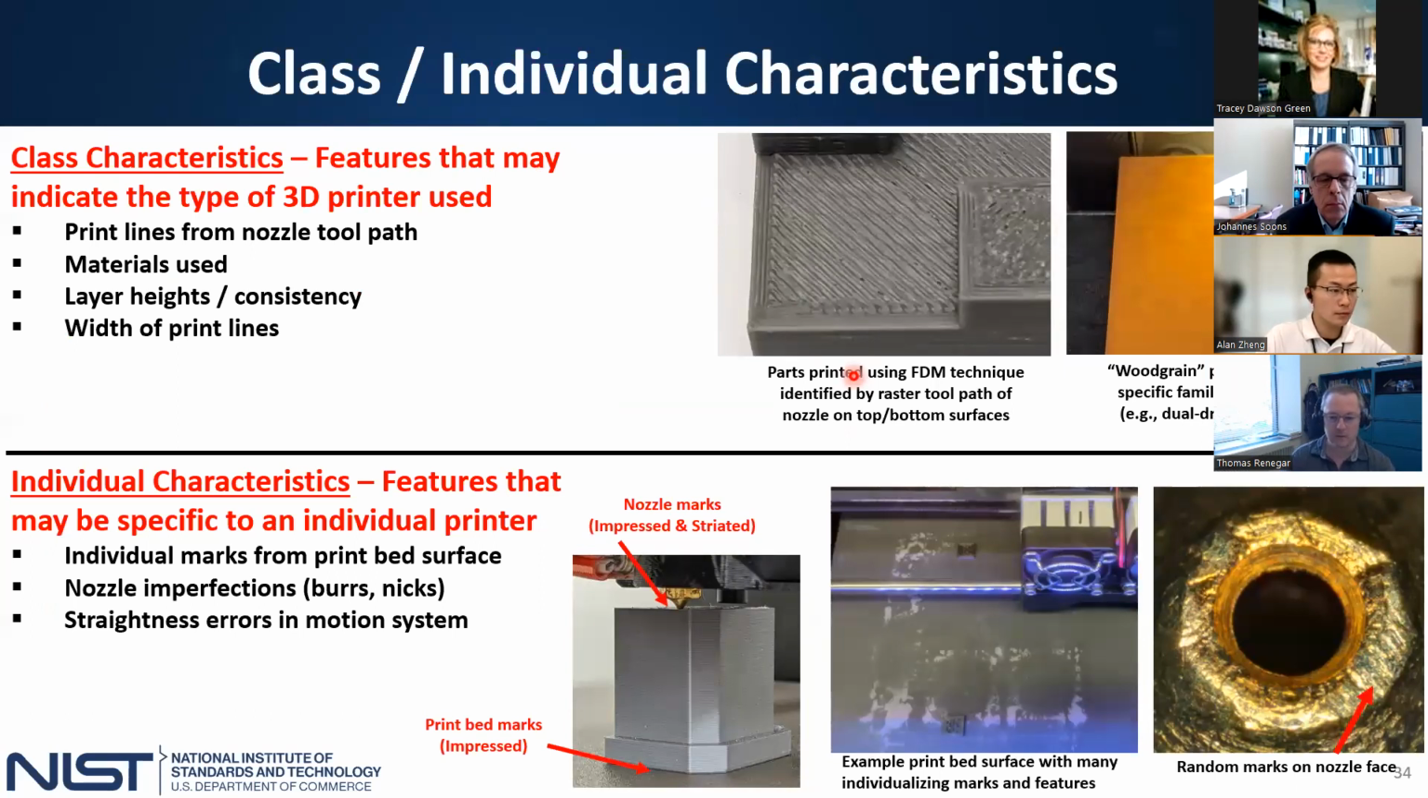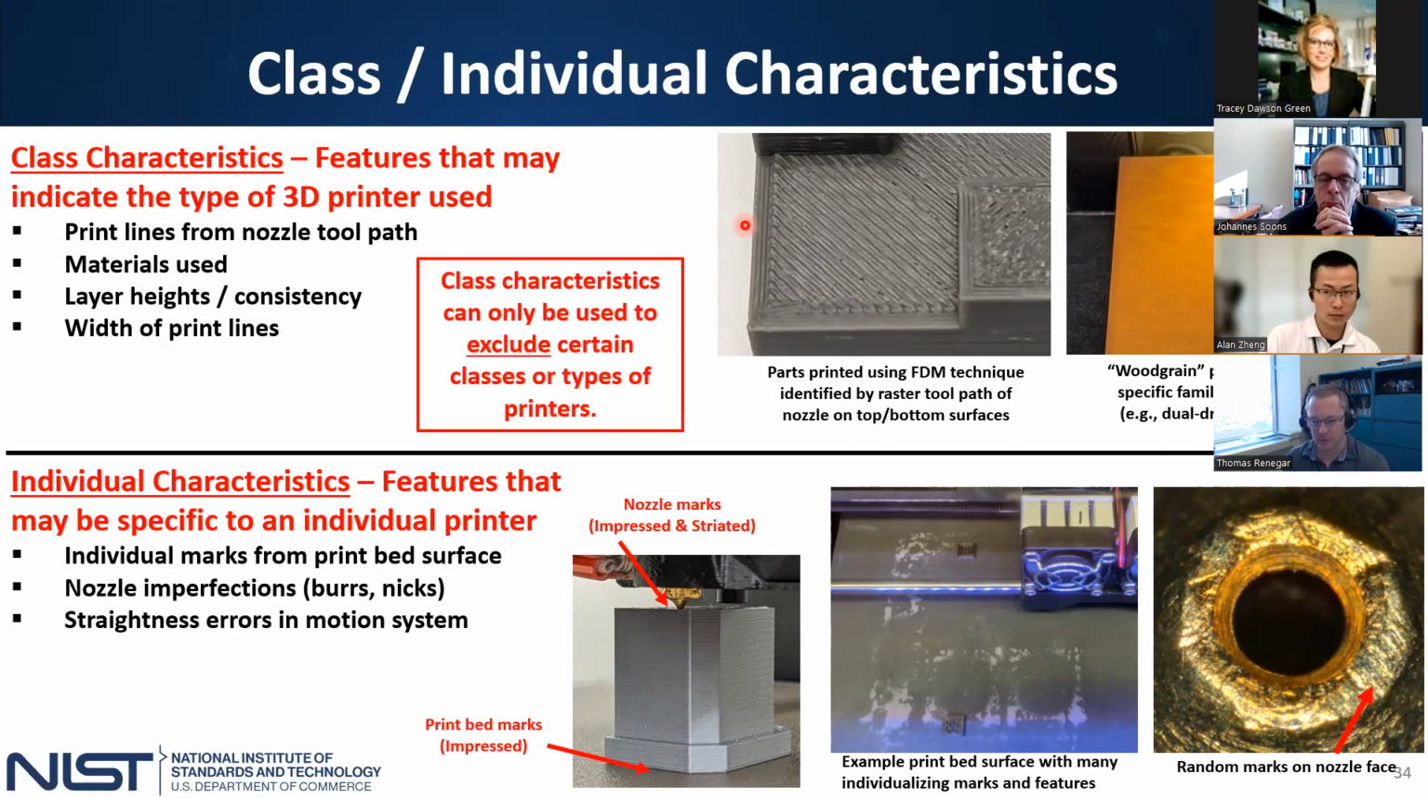When we look at the surface topography or the surface features of 3D printed parts, there are some definite parallels to firearm analysis where we may see class and individual characteristics. The class characteristics that you may see are features that may indicate the type of 3D printer that was used in printing a part. So anything from the print lines that you can see here from the nozzle tool path. Sometimes the materials being used can tell you something, or the layer heights, the width of the print lines. These are all things that could potentially tell you something about the type of printer that was used.